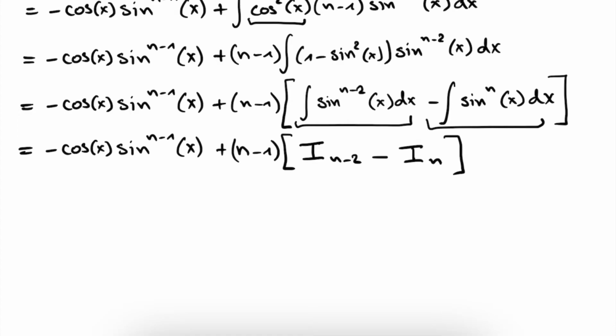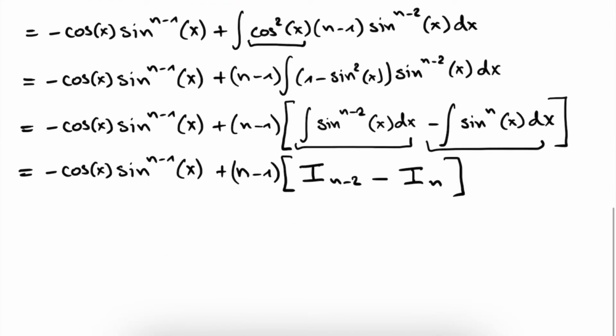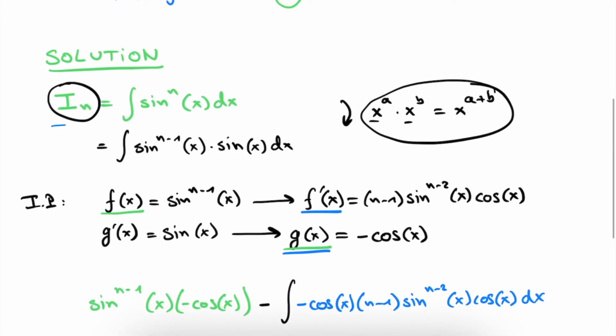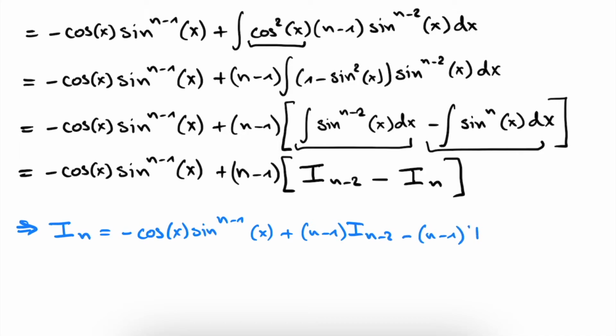And this is why this formula is called a recursion formula, because we see that the integral that we're trying to solve, In, comes back in our solution itself. We have In again here. So rewriting this, and to get an overview, we have that In, so the integral that we want to solve, is simply equal to minus the cosine of x times the sine to the power n minus 1 of x plus n minus 1 times I n minus 2 minus n minus 1 times In.